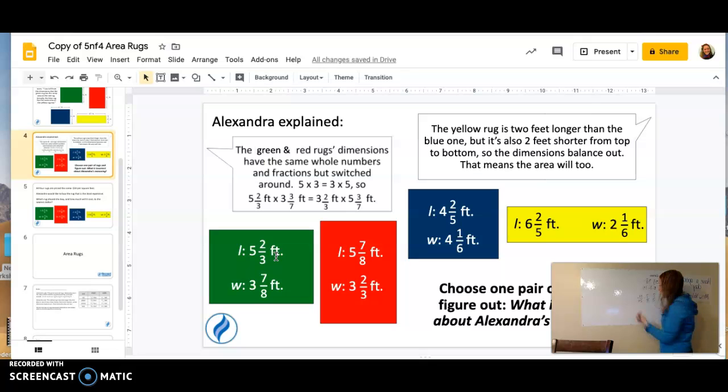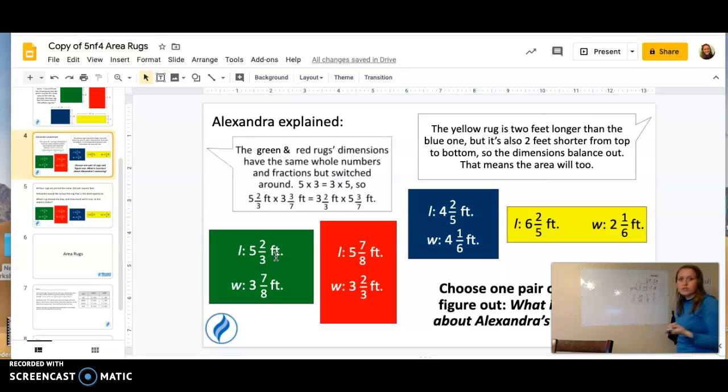And then we're going to simplify. So we know that 2 goes into both of these. So 7 over 12. So 15 and 7/12 feet squared is the area of the green rug.